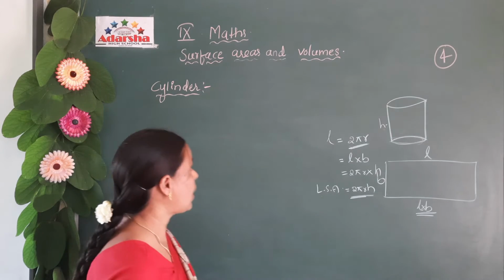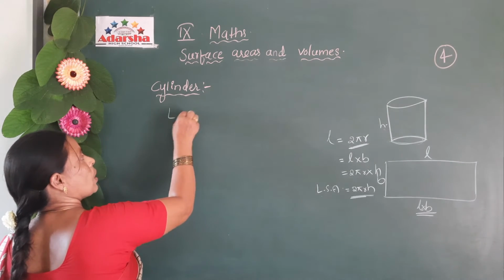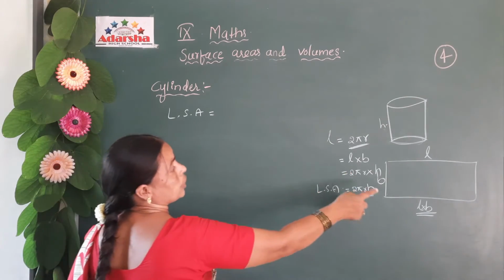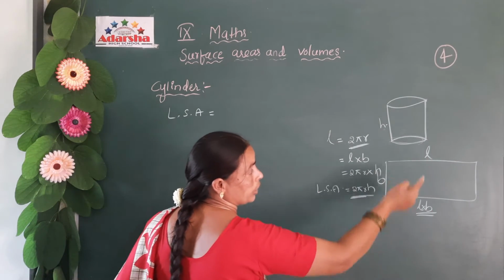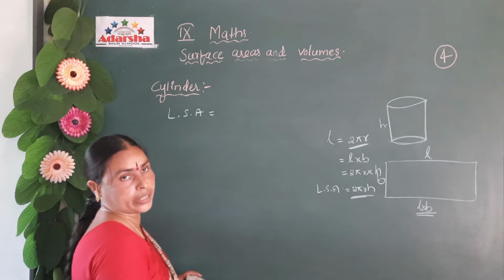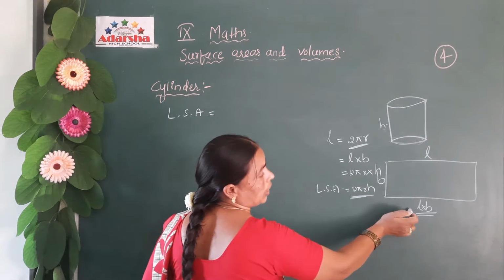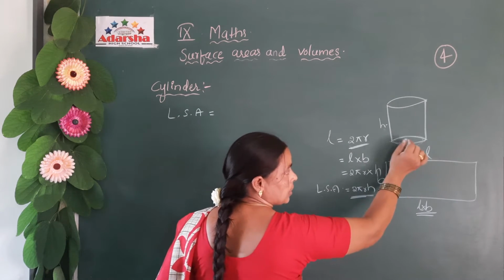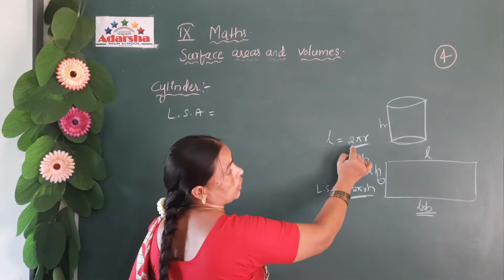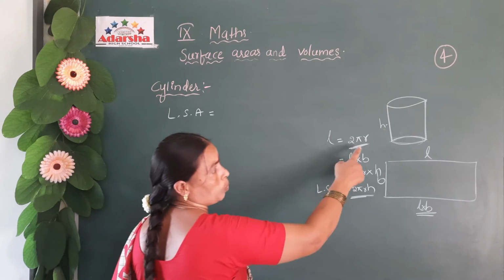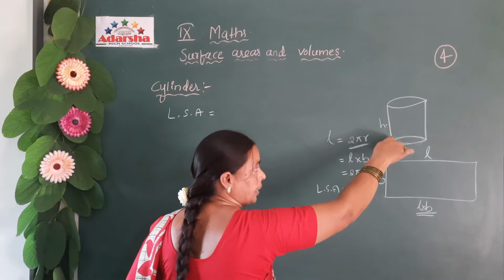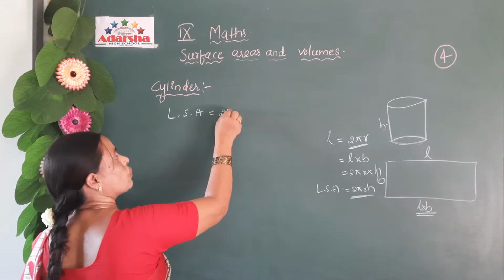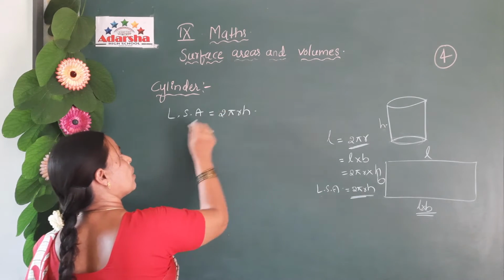But how did you get the lateral surface area of a cylinder? The lateral surface area of a cylinder is equal to length into breadth. We made a rectangle into a cylinder. So length into breadth is the area of the rectangle. The length becomes the circumference of the circular face, which is 2 pi r, into the height, that is h. So 2 pi r h is the lateral surface area of a cylinder.